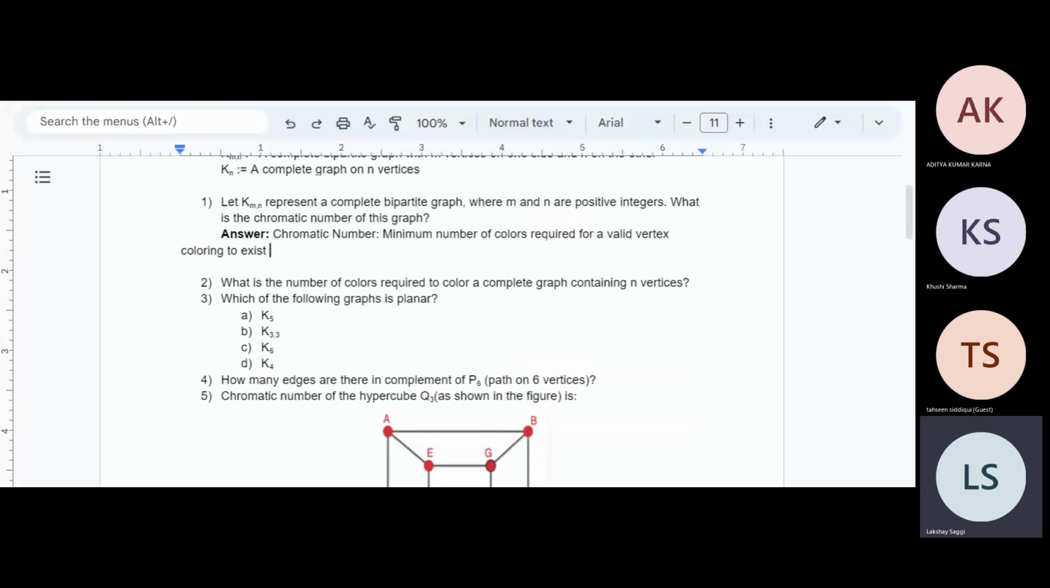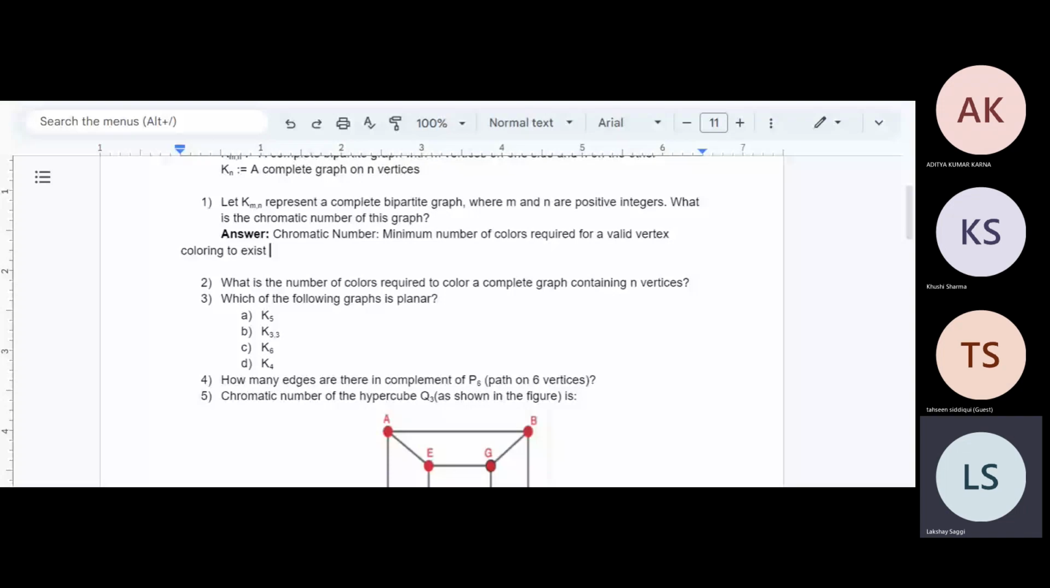A valid vertex coloring is a coloring in which for every edge in the graph, the two vertices of that edge have different colors. A very basic coloring would be to color every vertex with a different color. Then between every possible edge, all the endpoints will have different colors. So n is a trivial bound on the chromatic number, the number of vertices, since we can just color every vertex with a different color. But chromatic number is the minimum number of colors required for a valid vertex coloring. In K_{m,n}, if we have m plus n colors, we can easily have a valid coloring, just color every vertex differently. But we'll try to find out the minimum number of colors needed.